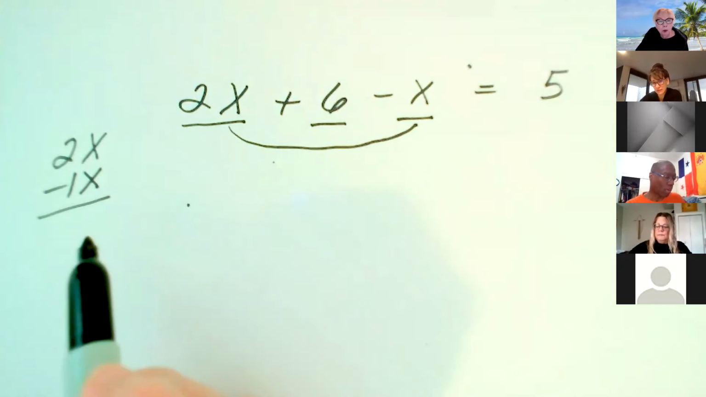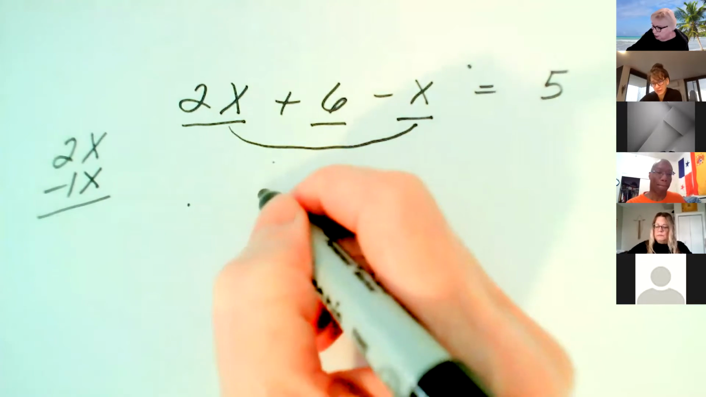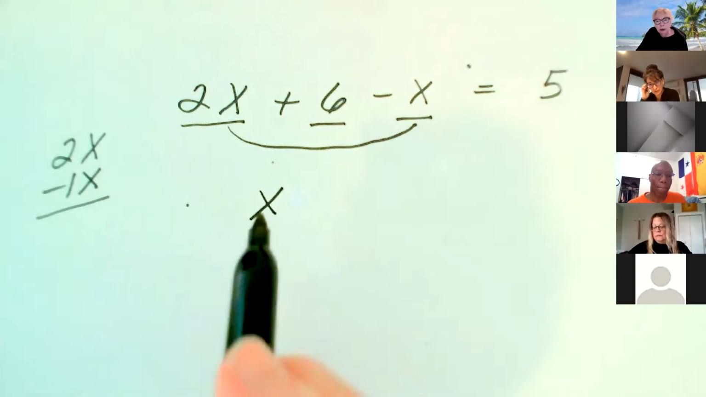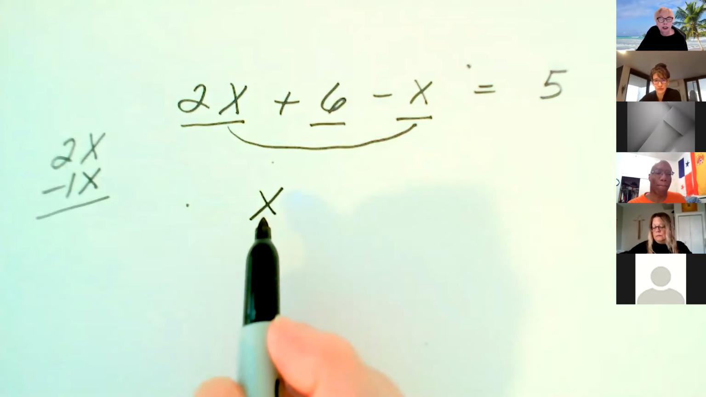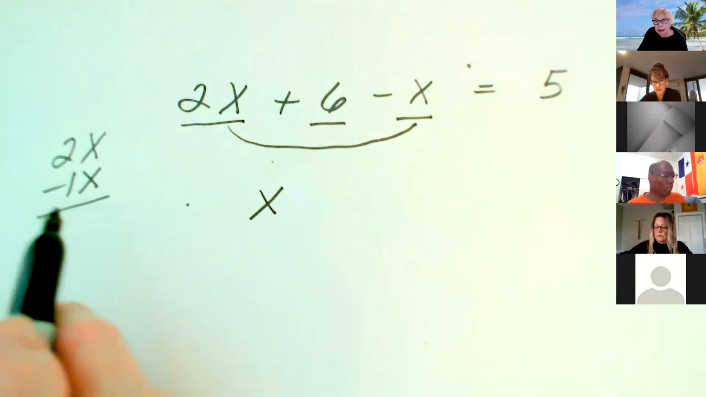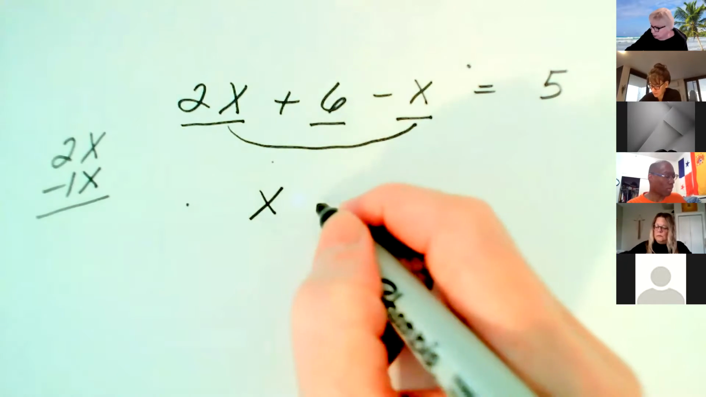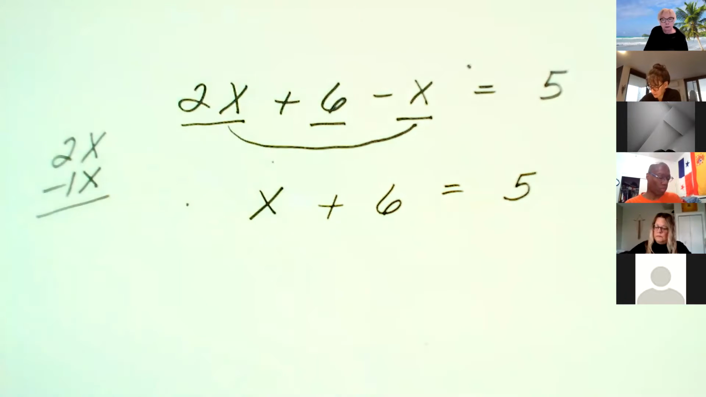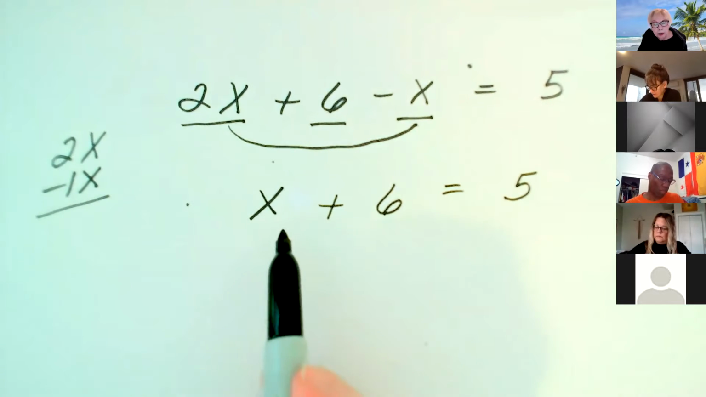But 2 take away 1 is 1x. And so those 2 together made x. And so in a lot of ways, you want to get used to just saying x, but knowing it means 1x. And then the +6 is separate. And that's got to equal 5. We are down to 1 step.